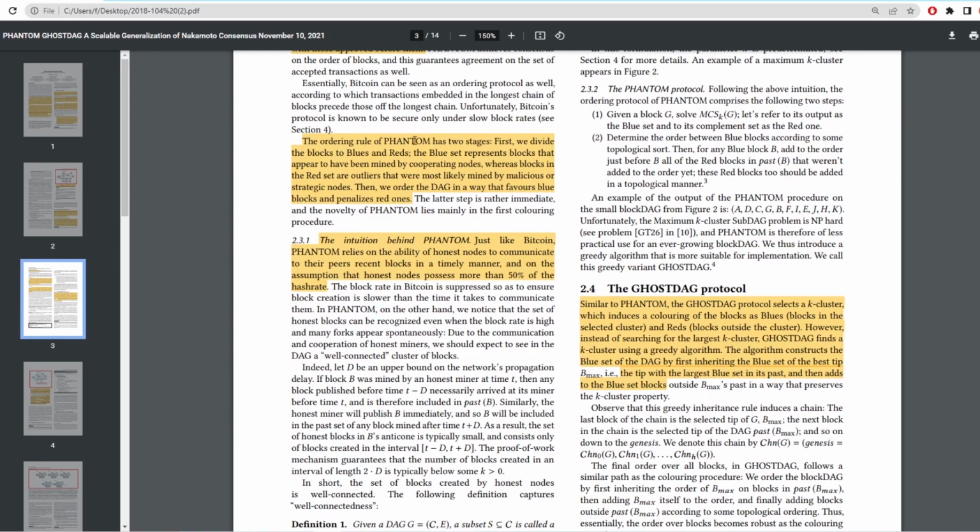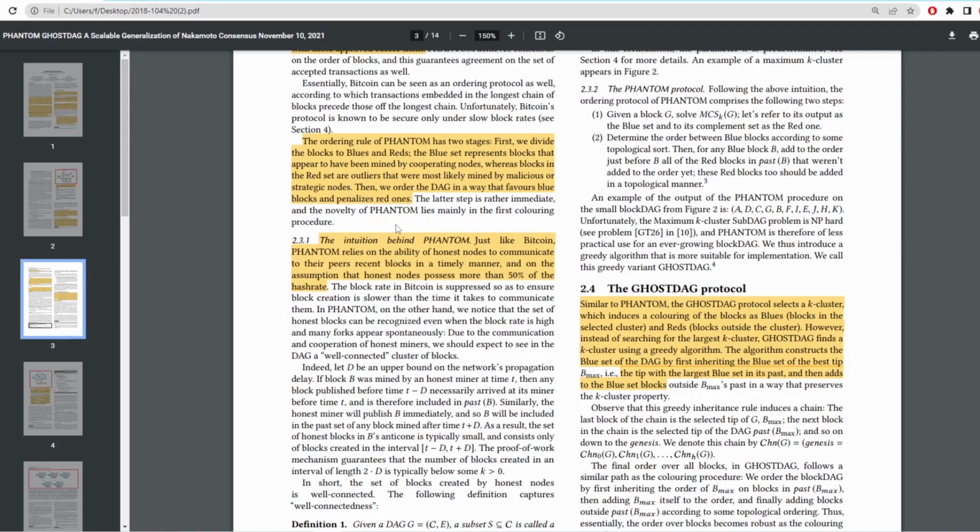The ordering rule of Phantom has two stages. First, we divide the blocks into blues and reds. The blues represent blocks that appear to have been mined by cooperating nodes, so honest nodes, whereas blocks in red are set as outliers that were most likely mined by malicious or strategic nodes. Then we order the DAG in a way that favors the blue blocks and penalizes the red ones.